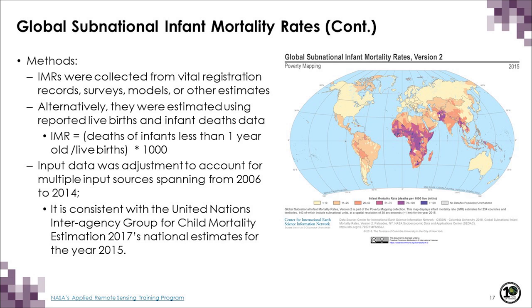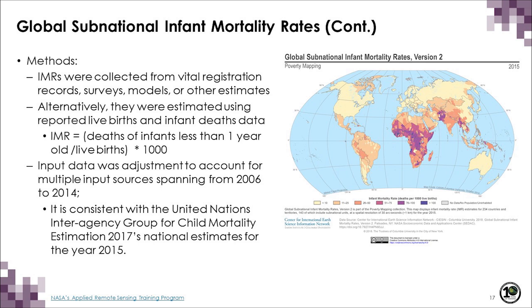So how was the database built? First, IMRs were collected from vital registration records, surveys, models, and other estimates. Alternatively, IMRs were estimated using reported data on live births. This is the denominator for calculating the rate, and infant deaths, this is the numerator, for the target year.